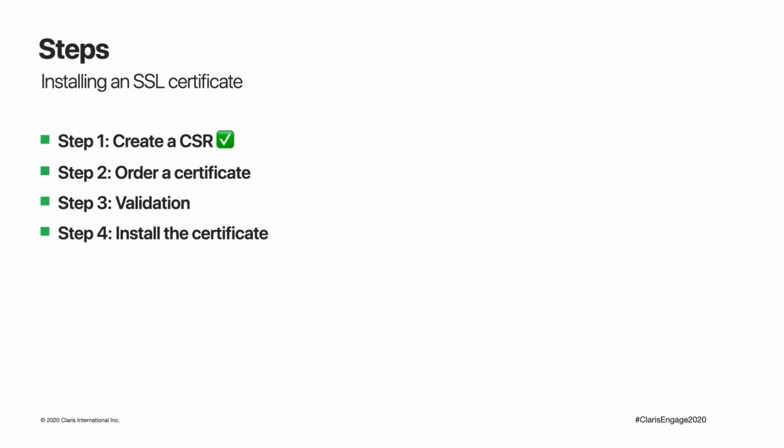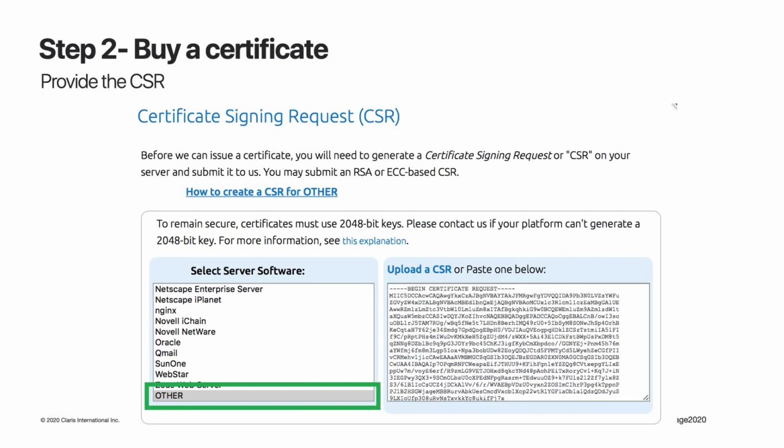Eric has created his CSR file. He will now buy a certificate. To do so, he goes to a website of a certificate authority and has to upload a CSR file. If you have to select server software, choose the other option. That will give the right format for the SSL certificate as outcome for the FileMaker server.